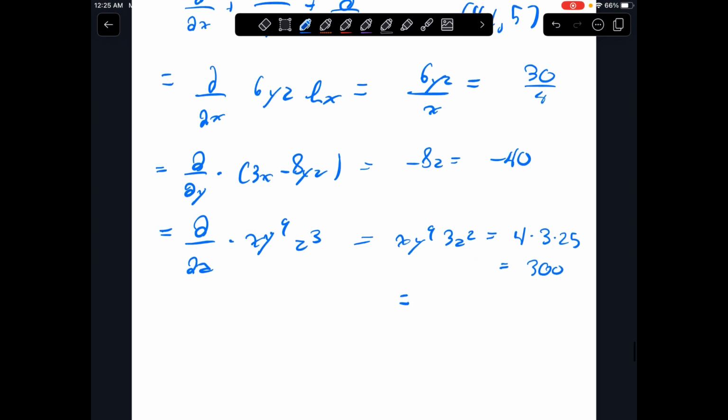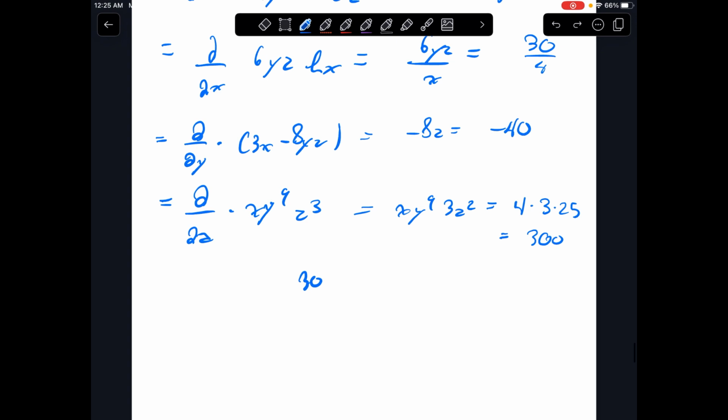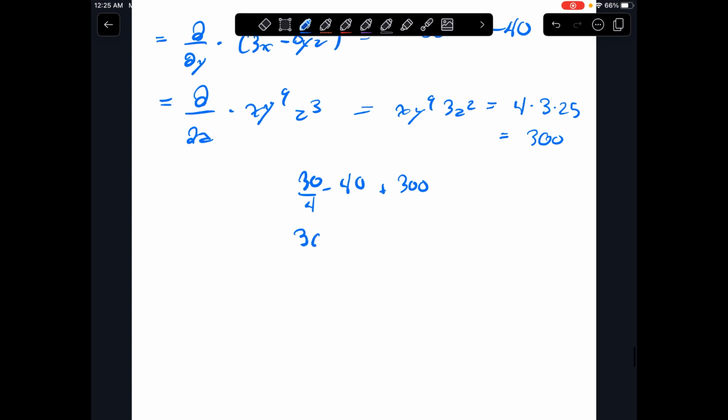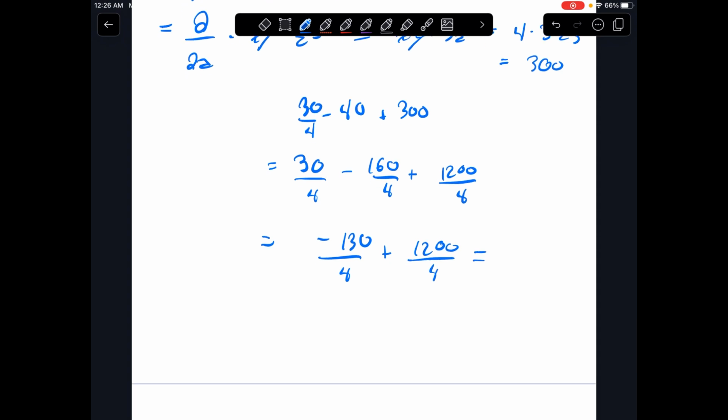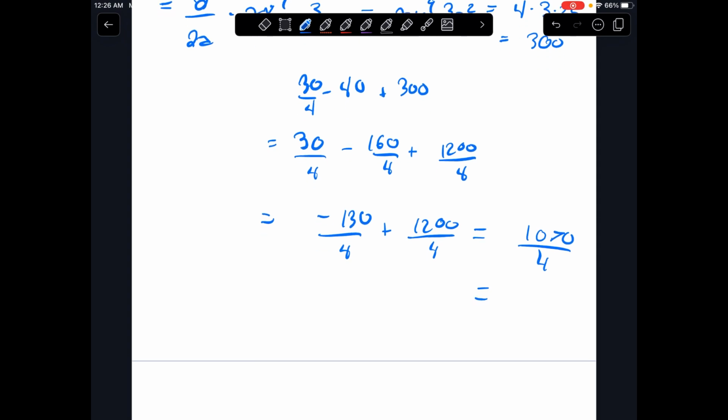And then you're going to add up all these values, which would be 30 over 4 minus 40 plus 300. If we do some simple rationalization here, negative 160 over 4 plus 1200 over 4, so you have negative 130 over 4 plus 1200 over 4 equals, I think that's just 1070 over 4. And if you divide them both by 2, you'll get 535 over 2. And this is the correct answer.